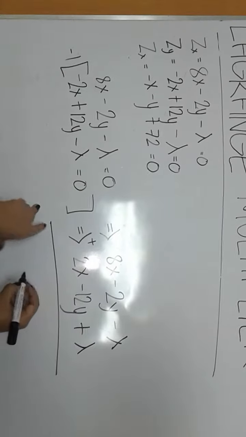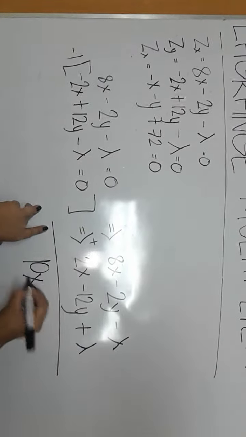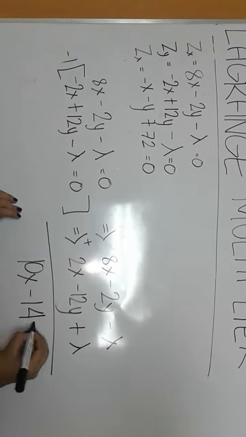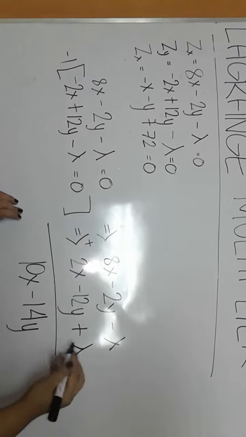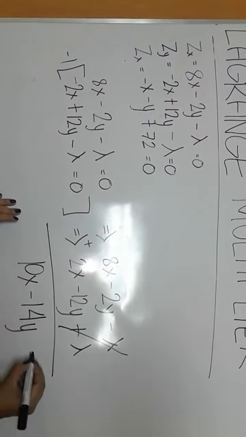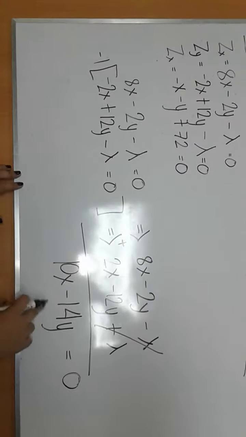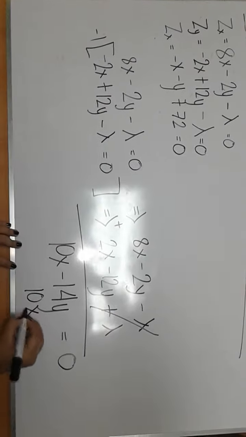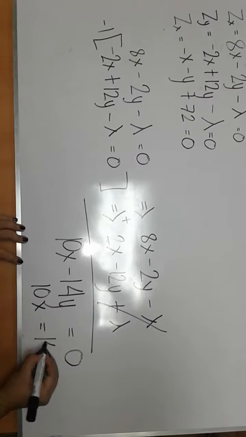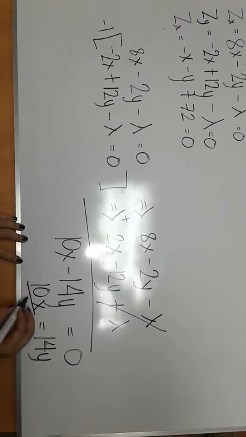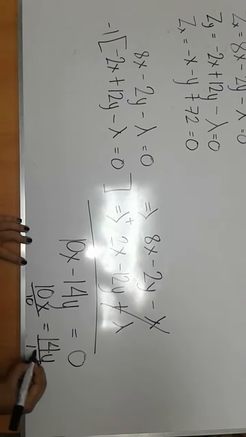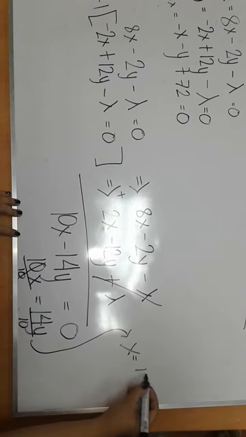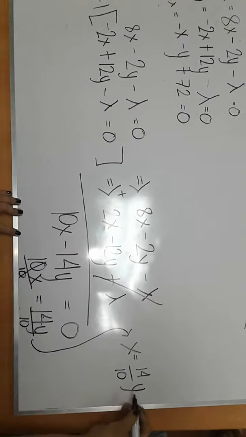Plus. So 8 plus 2, 10x. Negative 2y plus negative 12y is negative 14y. And negative plus positive is 0. So cancel, is equal to 0. Now we will transpose negative 14y here to get our x. So 10x is equal to 14y, divided by 10, divided by 10. So x is equal to 14 over 10y.